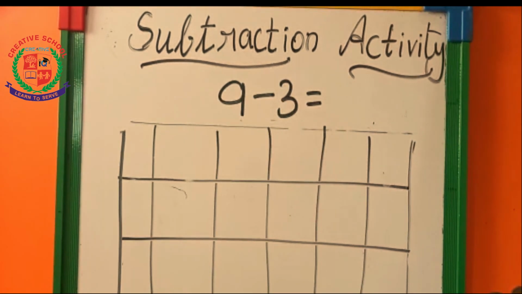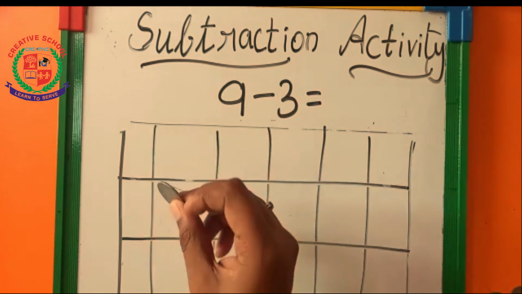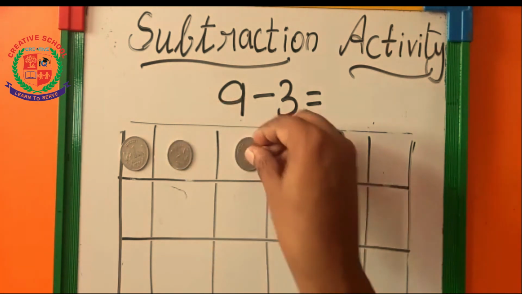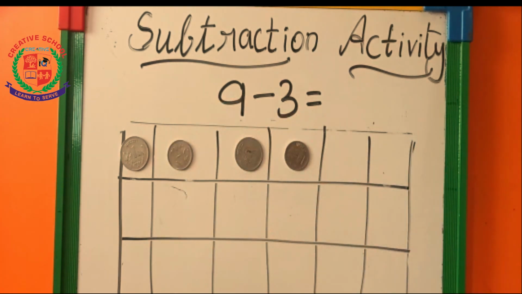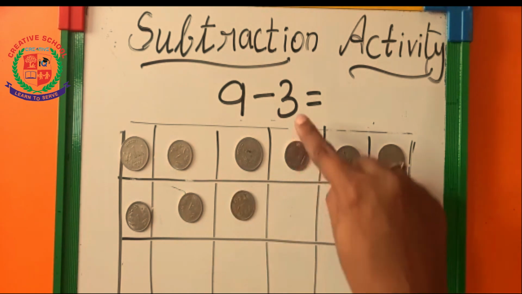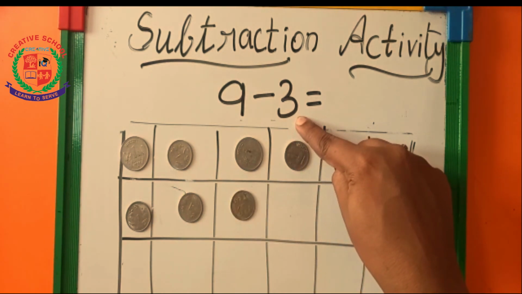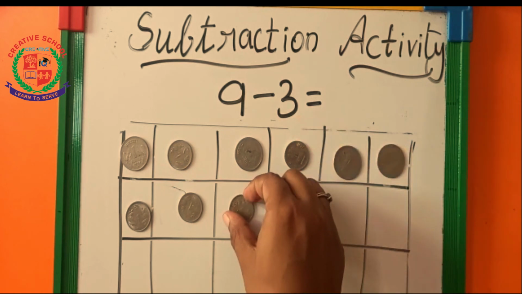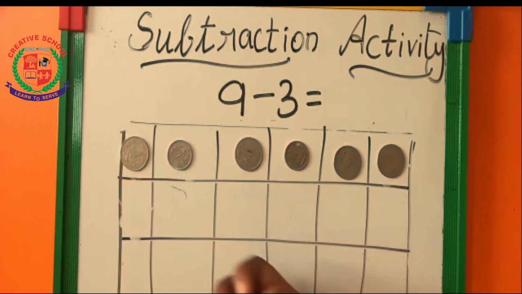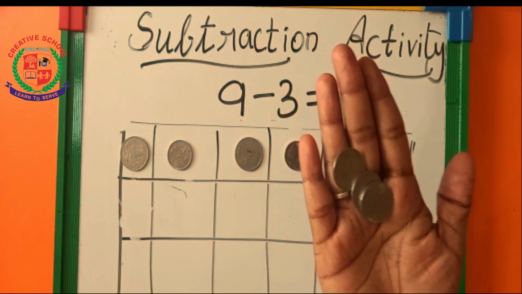Now we are going to do 9 minus 3. So you have to place 9 coins. 1, 2, 3, 4, 5, 6, 7, 8 and 9. So how many coins do you have to take? Yes, 3 coins from this. So 1, 2, 3. So I took 3 coins out of 9 coins.